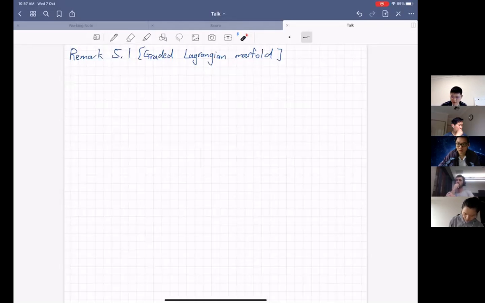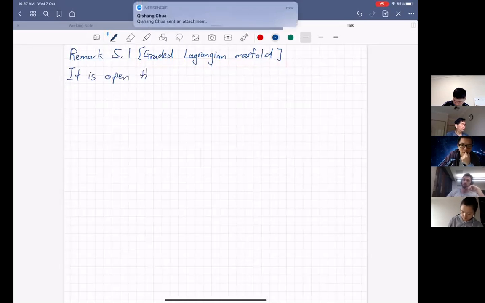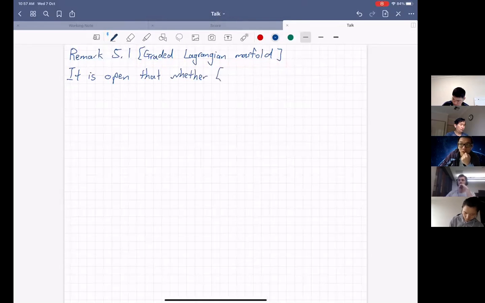So, yeah, we continue. Okay, from this Seidel paper here, he says that actually it is open whether the Dehn twist depends only on your Lagrangian sphere.